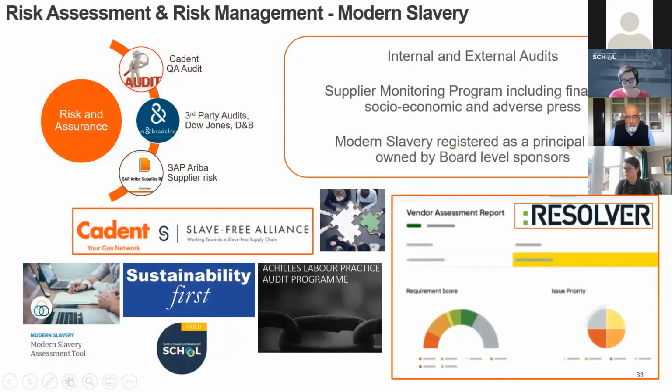So I'm sorry about the rather busy nature of the slide, but there's a lot going on there. On the top left-hand corner, I'd like to talk about how we conduct risk and assurance. This is done at 3 different levels.